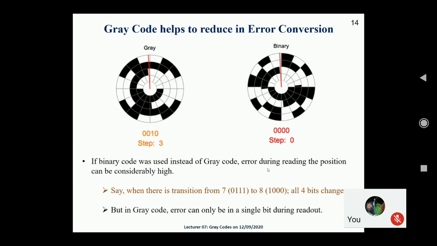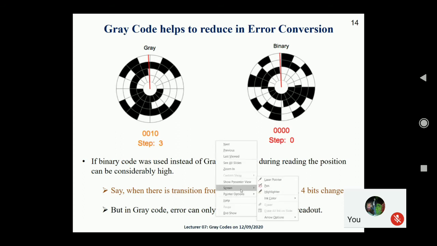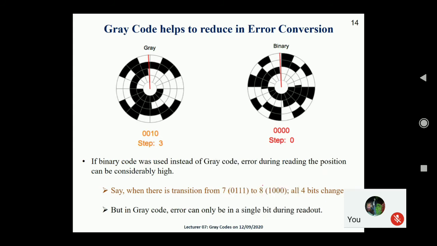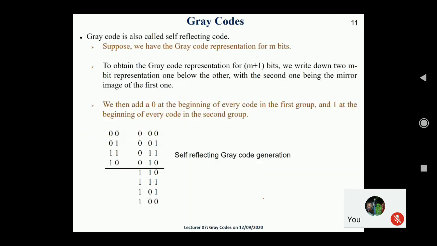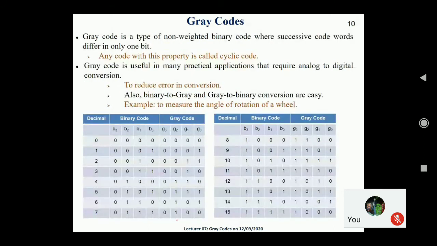Okay, so the last line I'm just saying says that in the gray code, error can only be in a single bit during the readout. You can check 7 and 8. When we write 7 and 8, this one is 0, 1, 0, 0. And in binary code, this one is 1, 0, 0.